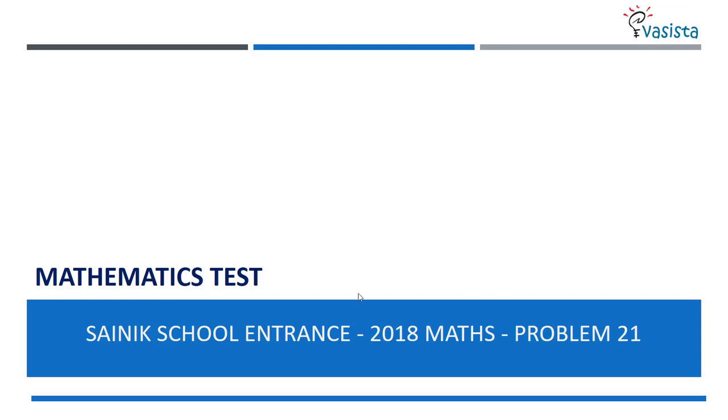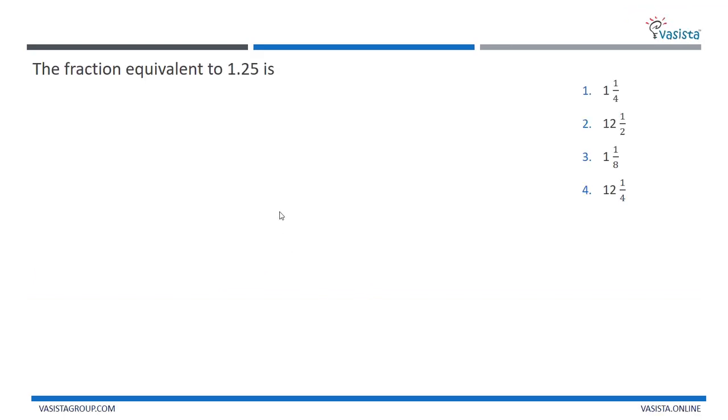Fine. Let us start solving the problem number 21 here. Right here, we have to find the fraction equivalent to 1.25. It's a decimal number. We need to find the fraction equivalent.